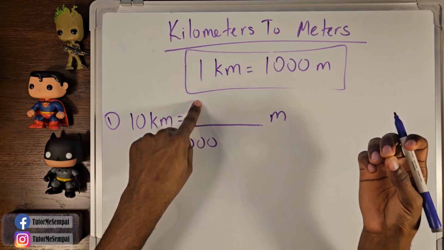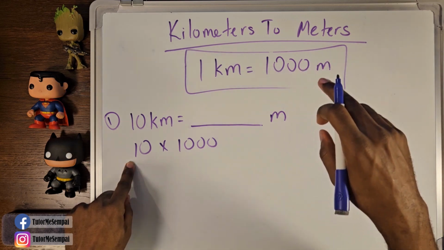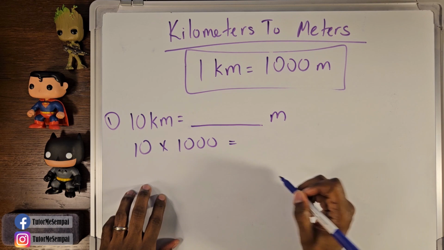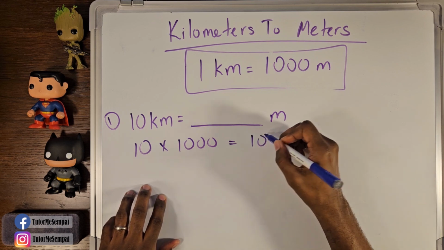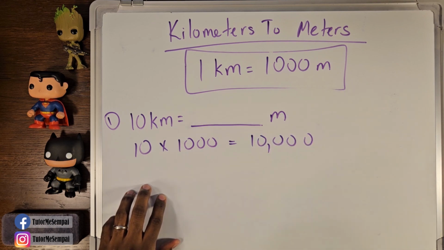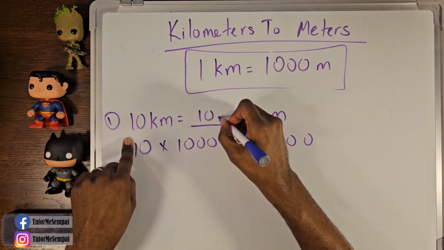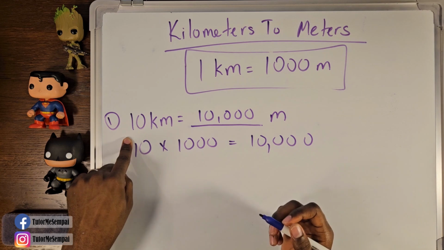Each kilometer is going to be 1,000 meters. We have 10 of these kilometers. So when we do this multiplication, we're going to get what? 10,000. So when we have 10 kilometers, we're going to have 10,000 meters.